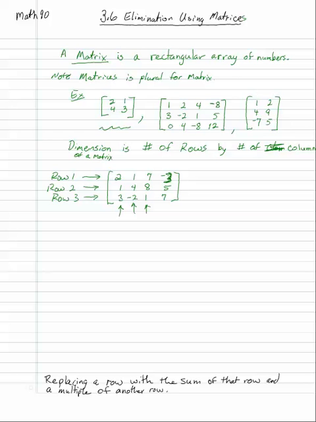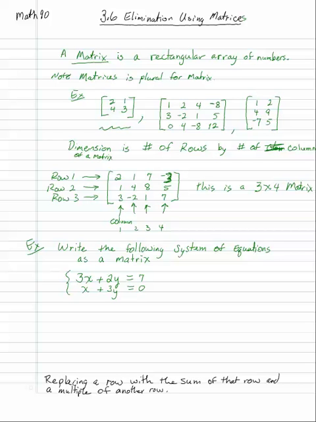Columns are up and down, rows are side to side. So we have, this is a 3 by 4 matrix.